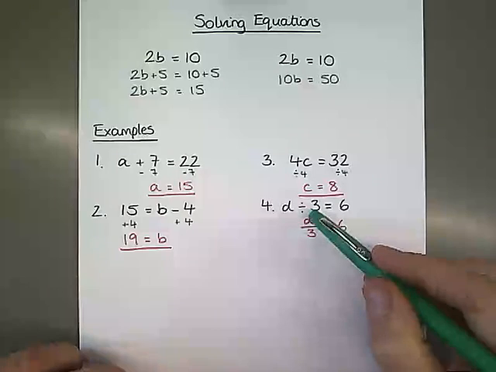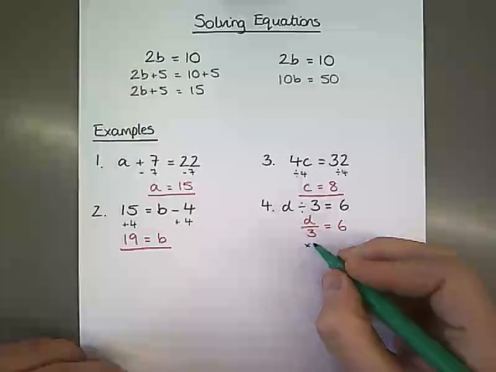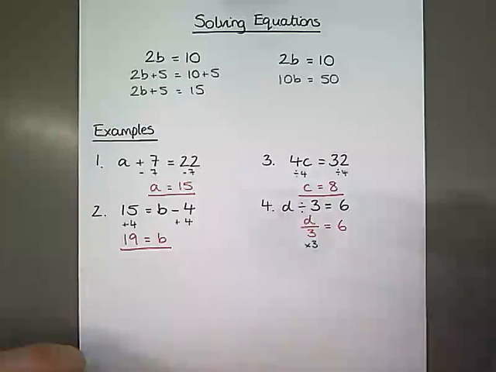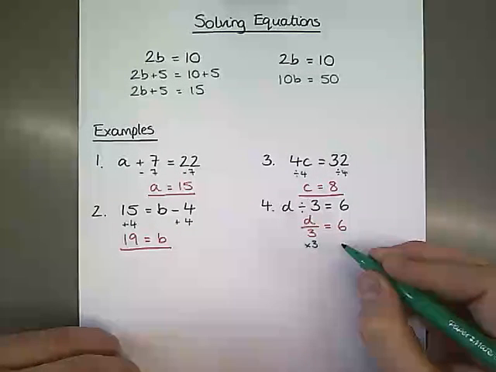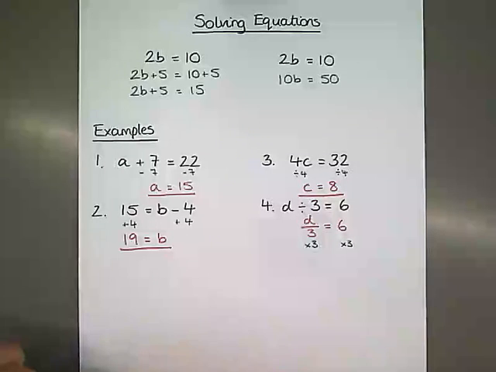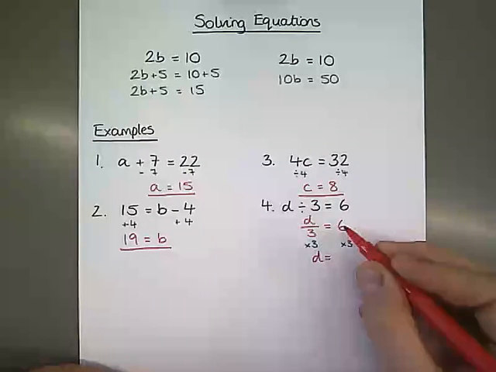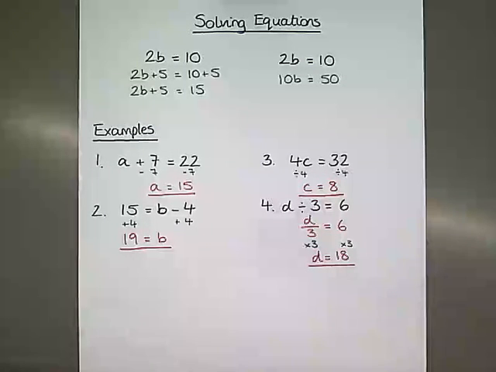Now if d is being divided by 3, we want d on its own, so we need to multiply by 3. Again, we do the opposite. The opposite to dividing is multiplying. So we're going to times the left-hand side by 3 to get d on its own. That means we must times the right-hand side by 3. Okay, so on the left we just get d, which is what we want to get. On the right-hand side, 6 times 3 is 18. Okay, hopefully that helps you solve some one-step equations.